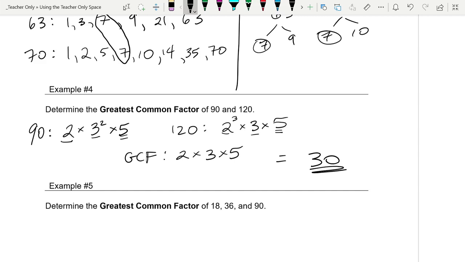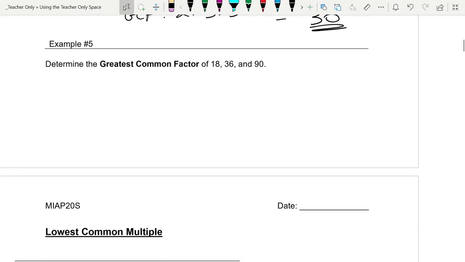What if, however, there are 3 numbers together? Okay, let's try 3. 18, 36, and 90. Well, 18, again, let's make the factor tree in our head. 9 and 2, 3 and 3. 2 times 3 squared. 36, making the factor tree in my head. 9 and 4, 3 and 3 and 2 and 2.